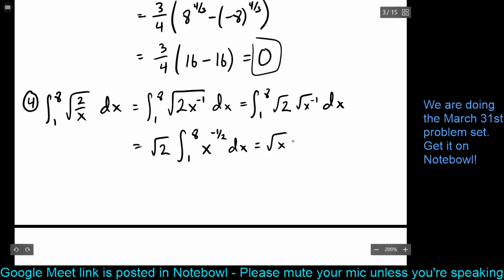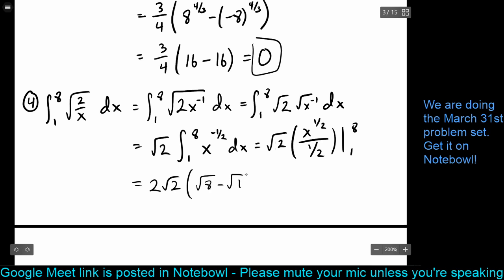Got square root of 2 times x to the 1/2, oops, supposed to be square root of 2, divided by 1/2 from 1 to 8. Right, so this is 2 square root of 2. That 1/2 comes out here as a 2. We have square root of 8 minus square root of 1. This is 2 root 2 times 2 root 2 minus 1.